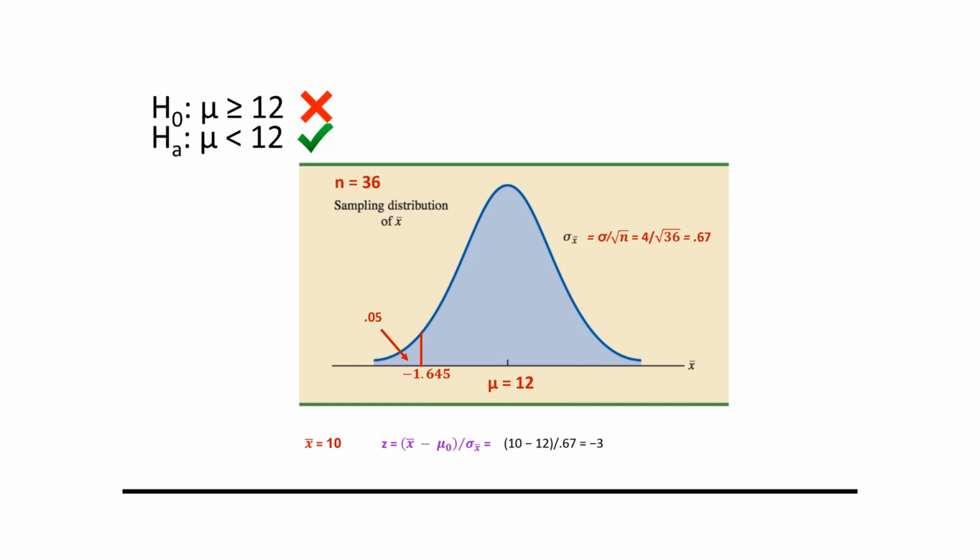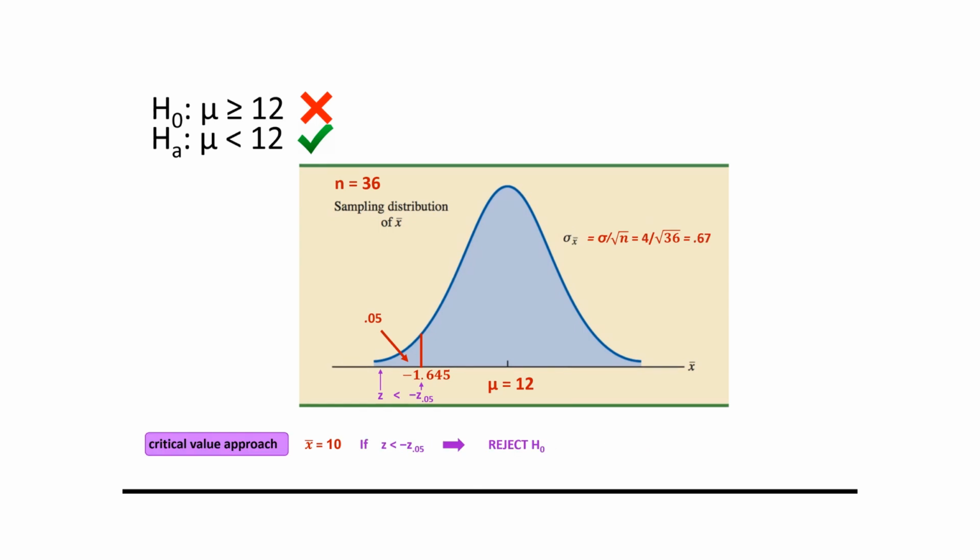We find our z-value to be equal to -3, which is less than -1.645, so that gives us ground to reject H0. This is the critical value approach to determining whether or not we should reject H0. And so we compared our test statistic z to our critical value minus z.05, and decided to reject H0. Notice that that critical value is the upper limit of the tail corresponding to the level of significance we chose.